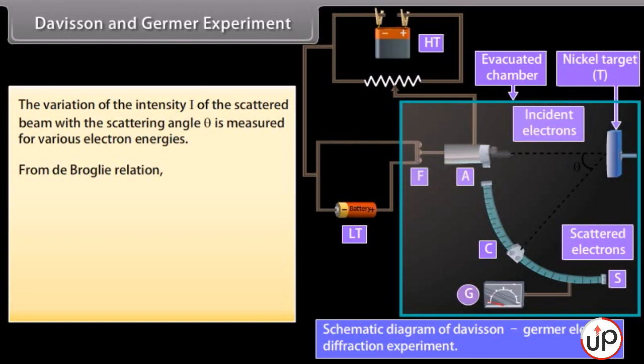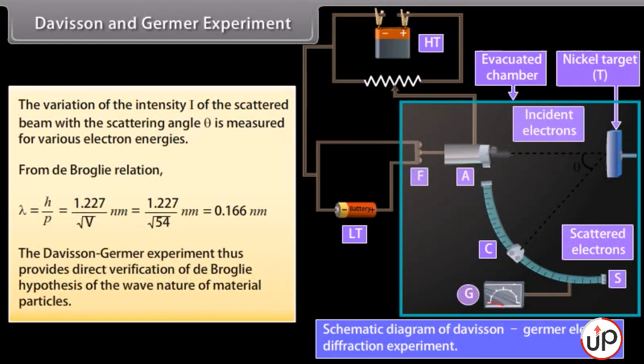For these electrons accelerated through a potential difference of 54 V, lambda equals h by p, which equals 1.227 by square root of V nanometer, equals 1.227 by square root of 54 nanometer, equals 0.166 nanometer. The Davisson-Germer experiment thus provides direct verification of the de Broglie hypothesis of wave nature of material particles.